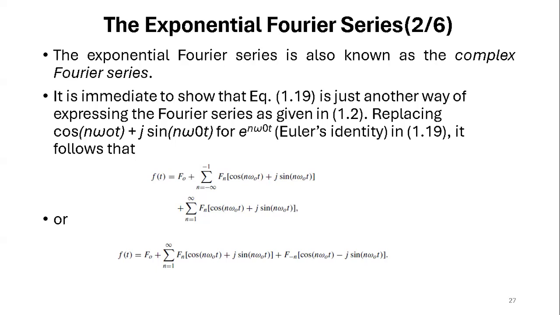Now f of t is equal to the sum of f of n, cos n omega t plus j sin n omega t, plus f of minus n, cos n omega t plus j sin n omega t.